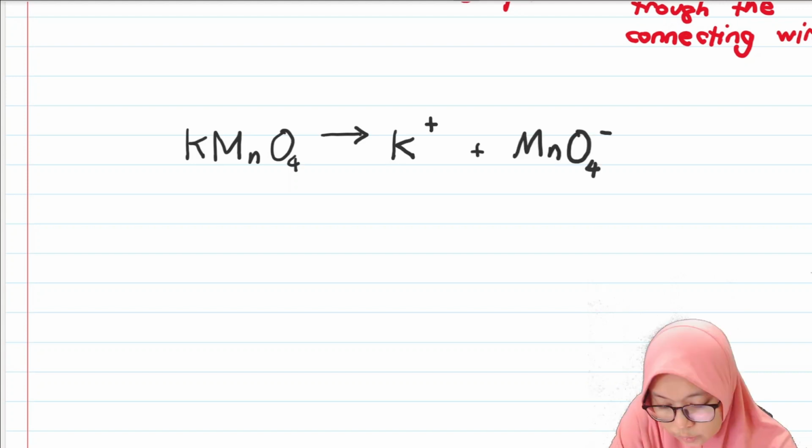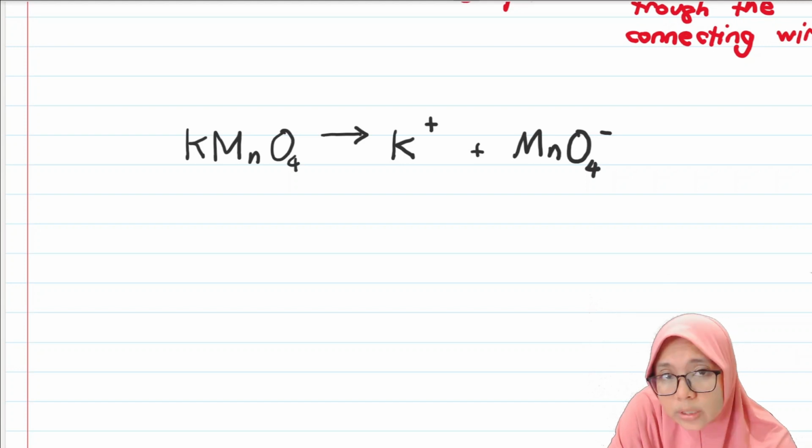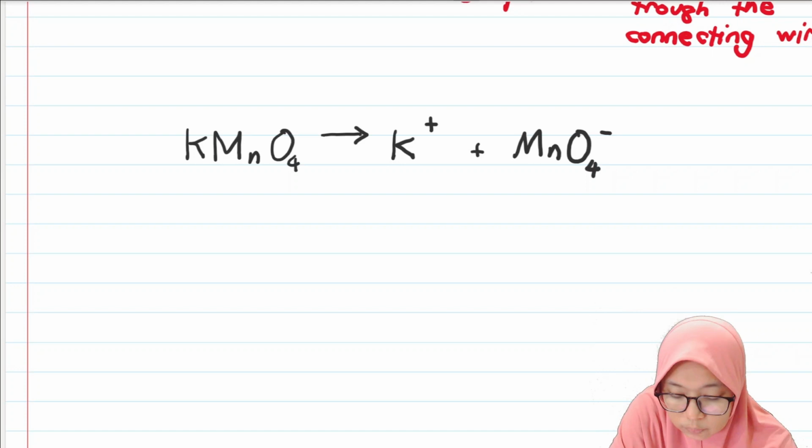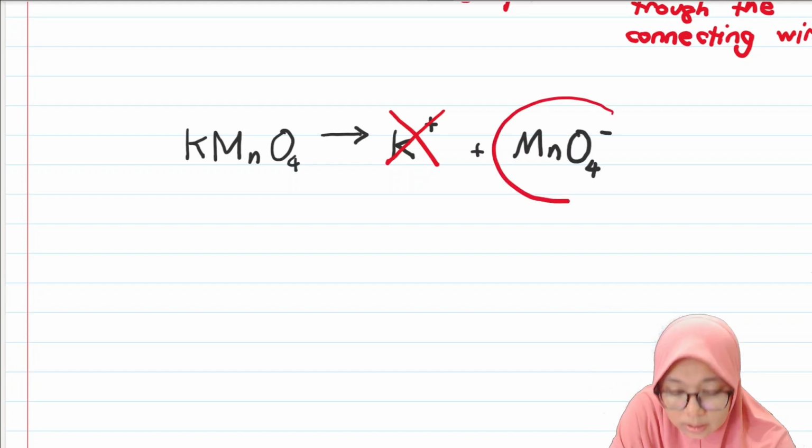So which one has the possibility to accept electron? Potassium will not accept electron because potassium is a reactive metal. It will always want to release electron and become a positive ion. So potassium is so electropositive, it will not accept the electron. So the one that accepts electron will be the manganate ion. So ini yang kita nak fokus. This is what we are focusing on. So what happened?